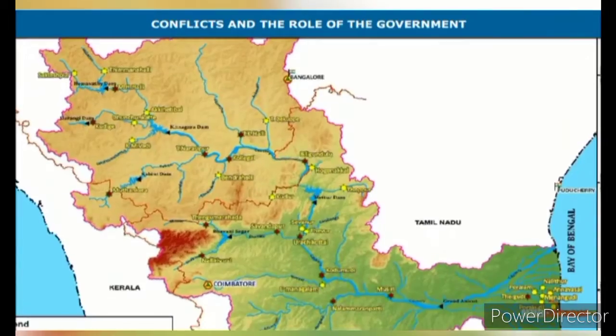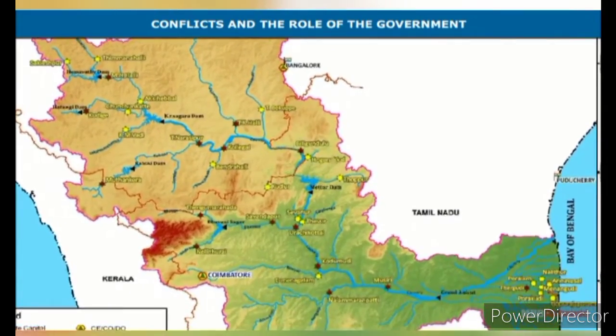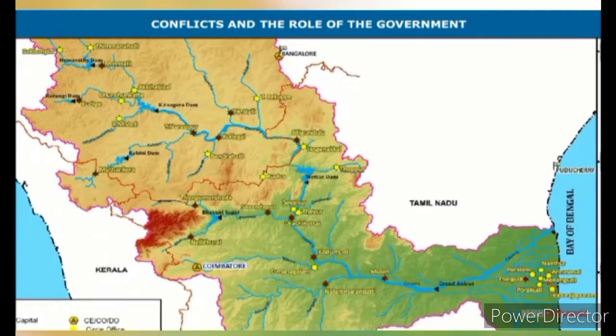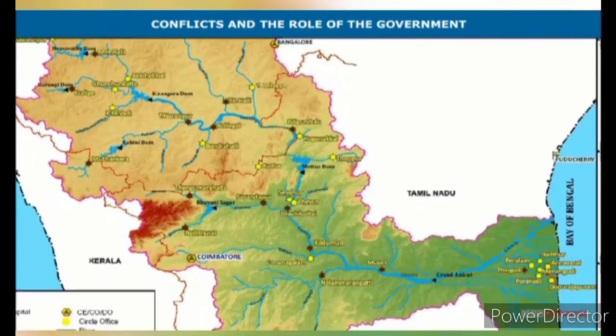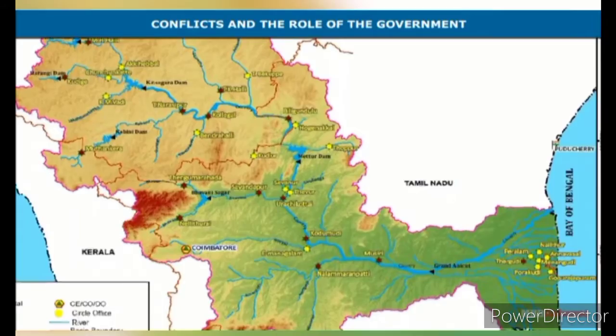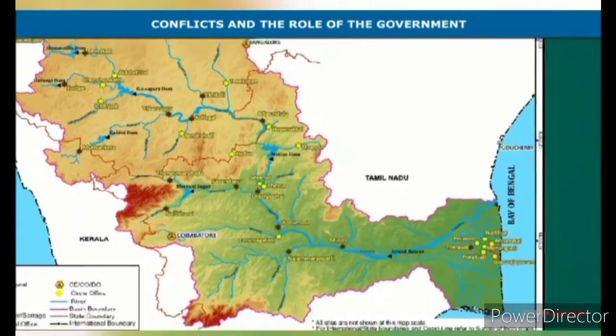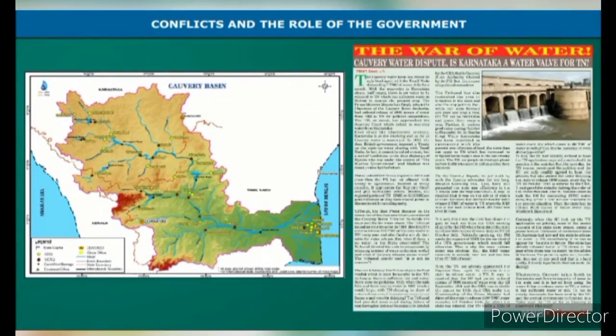Conflicts and the role of the government. A river may begin in one state, flow through another and end in a third. Thus, the sharing of river water between different states that the river goes through becomes an issue of conflict. For example, in the Kaveri water dispute between Karnataka and Tamil Nadu, the conflict exists because both dams, Krishna Raja Sagar Dam in Karnataka and Mettur Dam in Tamil Nadu, are on the same river and both states cannot get as much water as they need for people in their states.